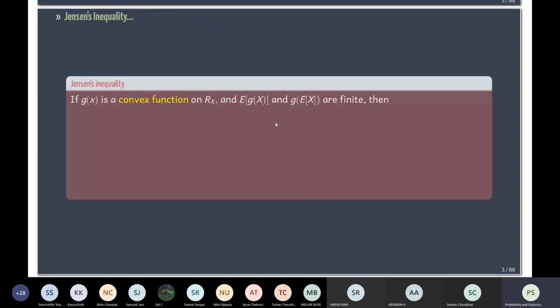So Jensen's inequality is the following. g(x) is a convex function on some range, and the expectation of g(X) and g of the expectation of X are finite, because then we are able to compare things. We cannot compare infinity, less than infinity, those things. So that's why we don't discard those values. We assume only finite values are there. Then this is what we mentioned previously.